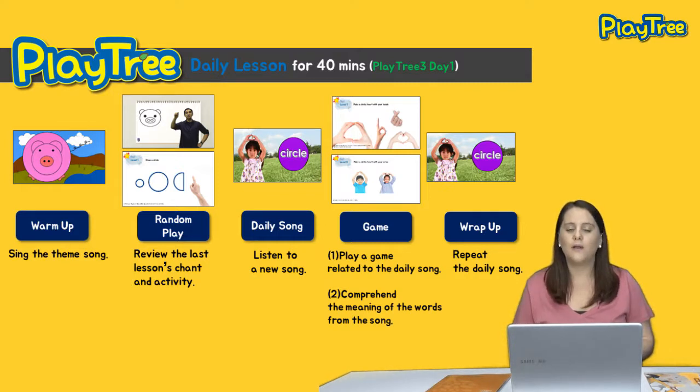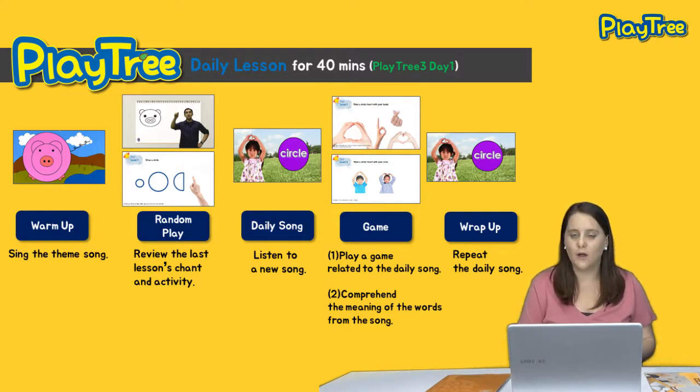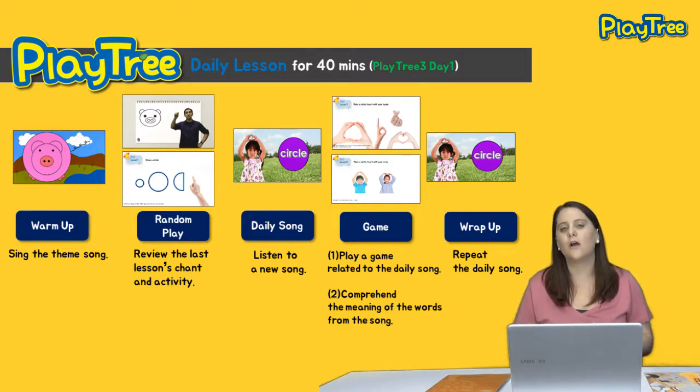Then you're going into the daily song. The daily song is kind of a moment for the kids just to sit and listen to a new song. And that song is going to come in handy during game. During the game, first, they're going to play a game related to the daily song. And then second, they're going to comprehend the meaning of the words from the song.